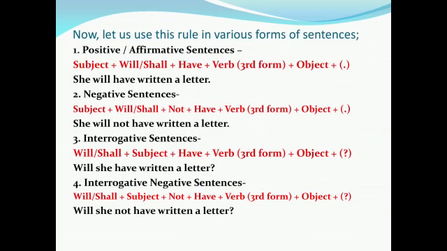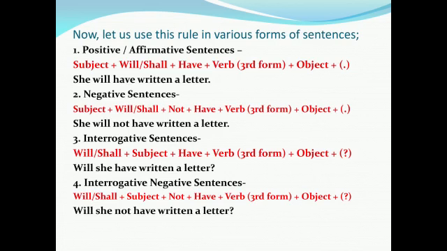For example, the same sentence that we were seeing, in positive affirmative sentence it will be she will have written a letter. She will have written a letter. You can also use the time: she will have written a letter by 2 o'clock tomorrow, or she will have completed her project by 7 o'clock in the evening. So the rule is subject plus will or shall plus have plus V3 plus object.